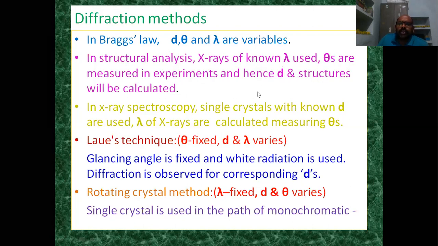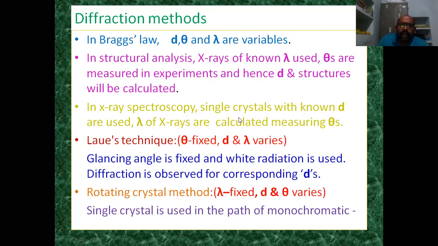Okay, so in that way, the thetas are measured in experiments, and by substituting the known wavelength and the measured theta in Bragg's law, we can calculate the interplanar spacing. So in X-ray spectroscopy, single crystals with known d, with known interplanar spacing, are used. So here d is fixed, and lambda and theta are variables.